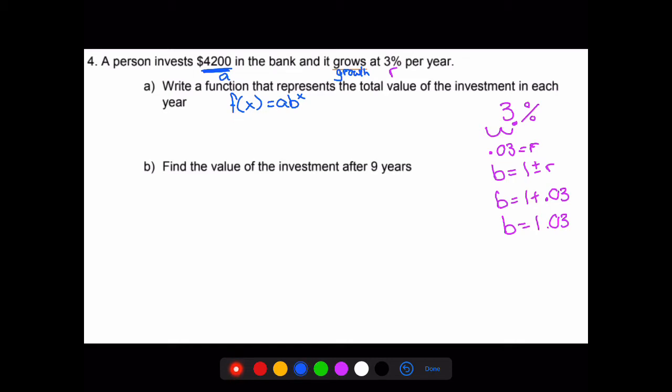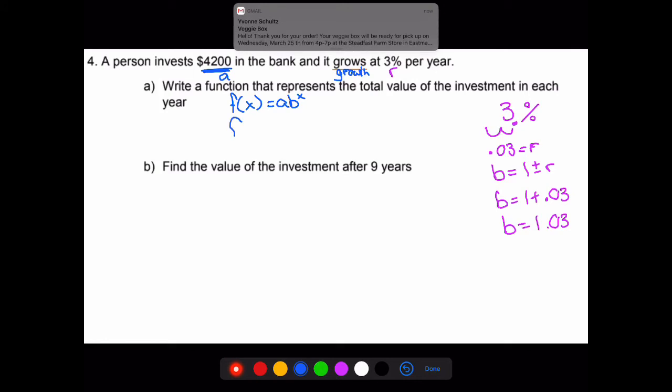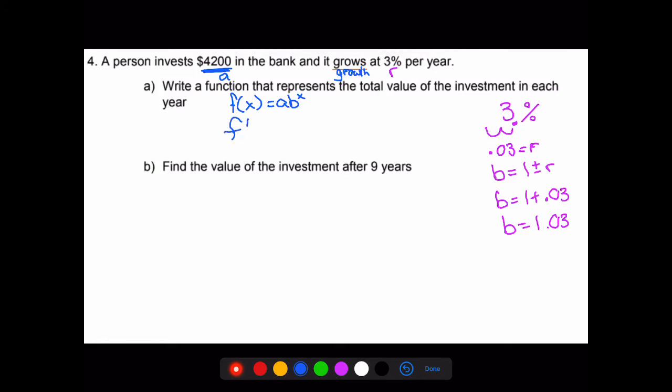So let's go ahead and plug in our values. We have f of x is equal to a, which is 4,200, times b, which is 1.03, raised to the power of x. And there's our function. Again, this is the part that you will need to enter on the test. I don't need the f of x or anything like that. So please keep that in mind.